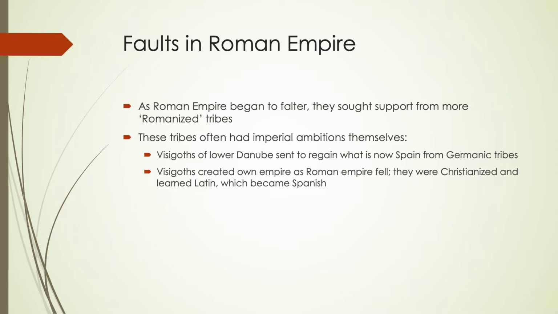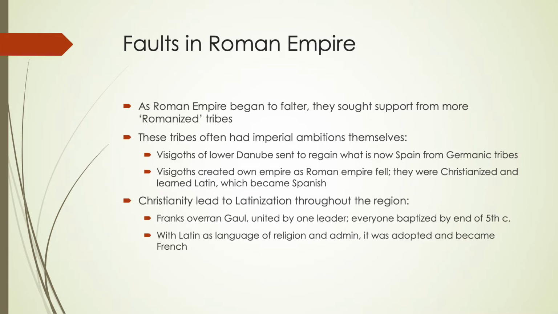So the Visigoths that were in the lower Danube area went into what is now Spain to regain that area from other Germanic tribes, and they ended up creating their own empire when the Roman Empire fell. They also were Christianized through the influence of Latin. They learned Latin, and then this ended up becoming what is now modern-day Spanish. Christianity had a very big influence, and we'll see this more throughout this lecture as well, that led to a broader Latinization throughout the region. So the Franks overran Gaul, which is now present-day France.